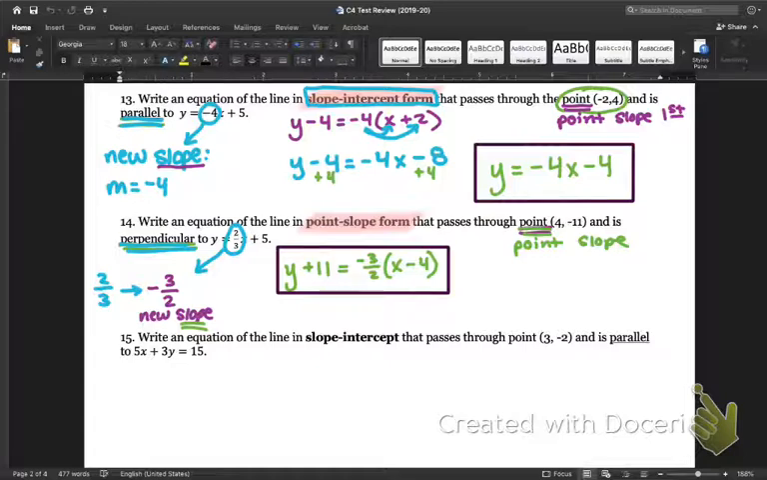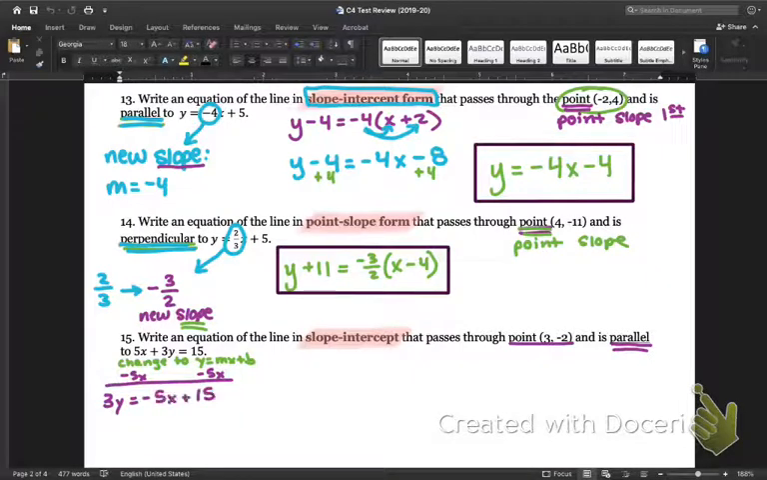All right, number 15, we want our final answer in slope-intercept form, y equals mx plus b, and we're given a point it passes through and a parallel equation. So this is really similar to number 13. The only thing is the equation they gave us, we can't see the slope right away. So we are going to have to change this line to y equals mx plus b to actually see what the slope is. So we're going to do that by moving our x term to the right and getting y alone by dividing everything by 3.